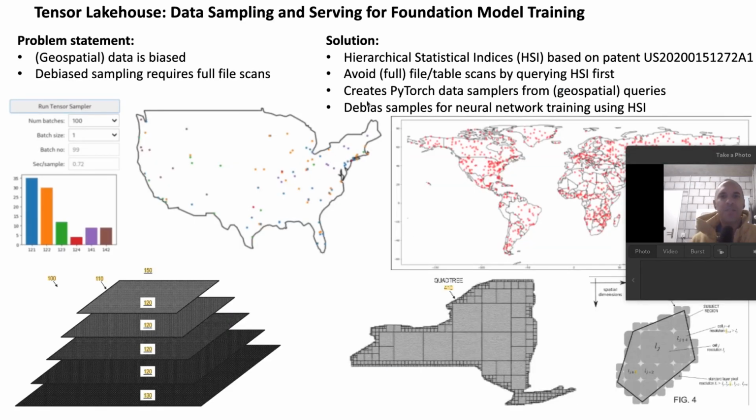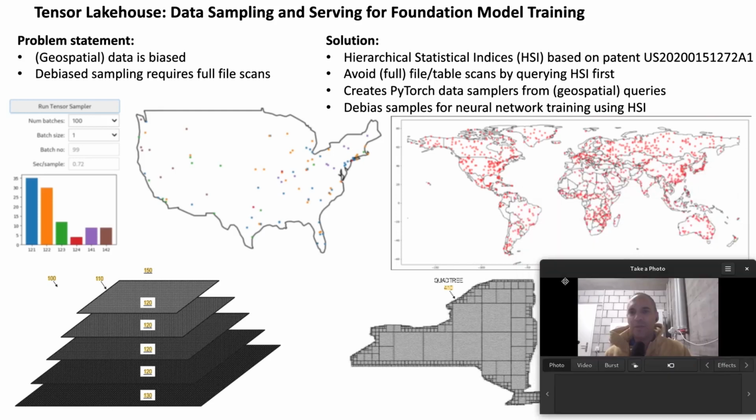So this is about the debiased sampling. I really need to get rid of myself somehow.